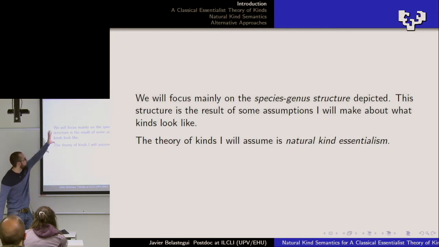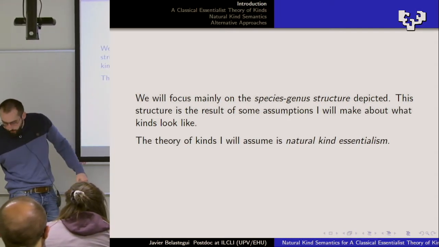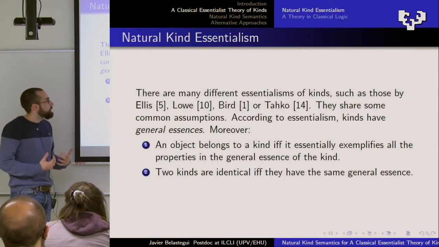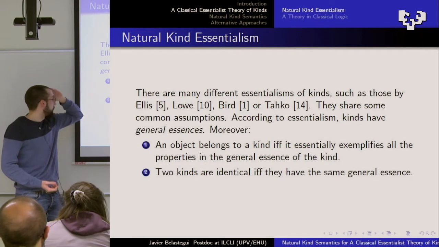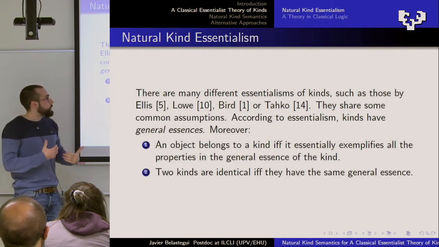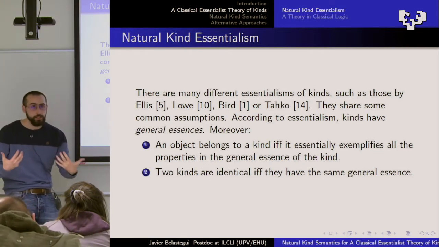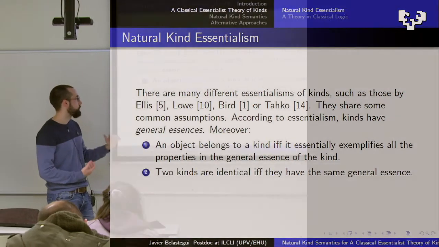I will focus mainly on this structure. The specific example I chose is not important. We could be talking about any other things, but artifacts are kind of familiar things. The theory of kinds I will assume from now on is natural kind essentialism. There are many sorts of natural kind essentialisms. We have Brian Ellis, Jonathan Lowe, Alexander Bird, and Thomas Tahko. They all defend different sorts of essentialism, but they share some common assumptions. The basic idea is that kinds have general essences, and these essences basically fix the membership conditions of kinds.